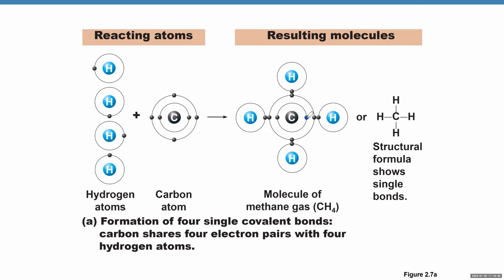Now, instead of drawing those electrons, in chemistry we use just a line. So this line between atoms, between carbon and hydrogen, represents a single chemical bond. So that's a structural formula of methane.